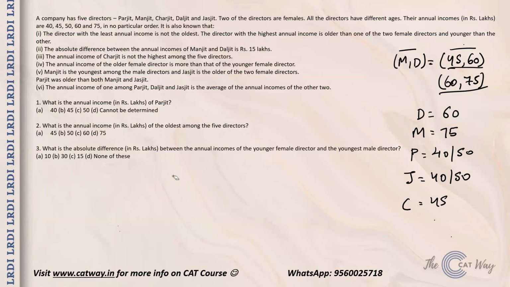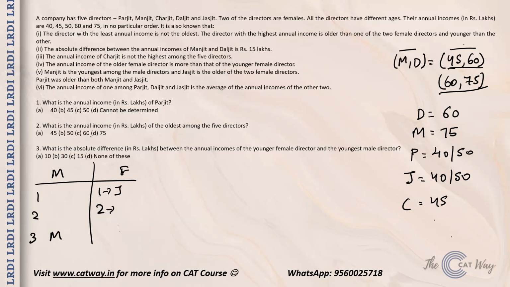So now we know what the values of the annual incomes for these people are. Let's see what else we have. Let's make the division between male and female as well, to whatever extent we can. One thing given is that Manjeet is the youngest among the males, and Jasjeet is the older among the two female directors.